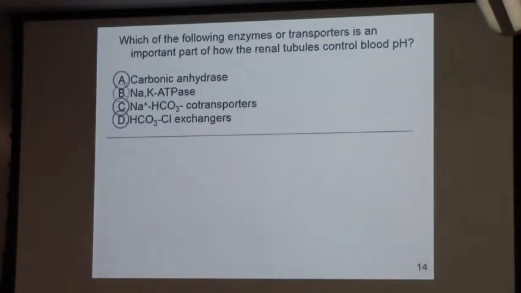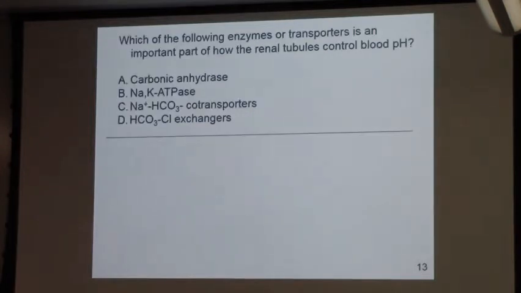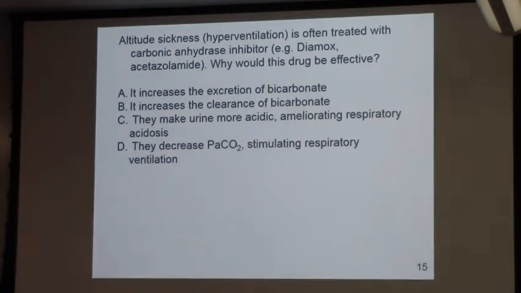So let's go back to the Davenport diagram. Hyperventilation is respiratory what? Alkalosis. Hyperventilation is blowing off more CO2 than is necessary, going from PCO2 of 40 to PCO2 of 20 millimeters of mercury. So this is hyperventilation. That's what happens in altitude sickness. Now, why would a drug that inhibits carbonic anhydrase be helpful? Do this as a clicker.